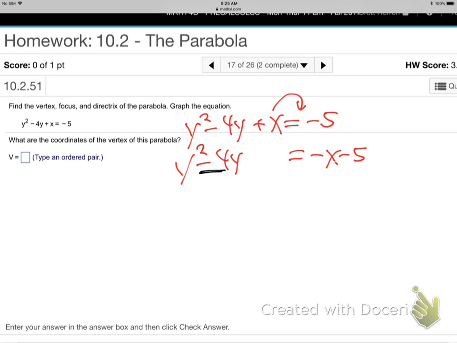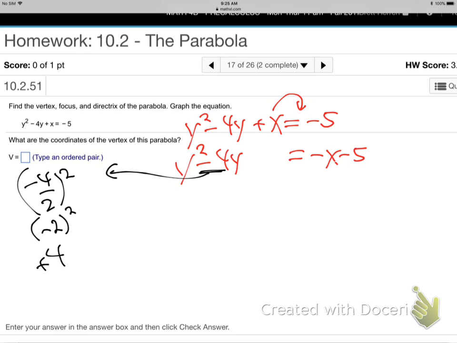So you grab the middle number over on the side, put it over 2 and square it, right? We good? Middle number over 2 squared, which is minus 2 squared, which is 4. By the way, the magic number is always positive because you square it at the end. So add 4. But you got to do it to both sides, right?